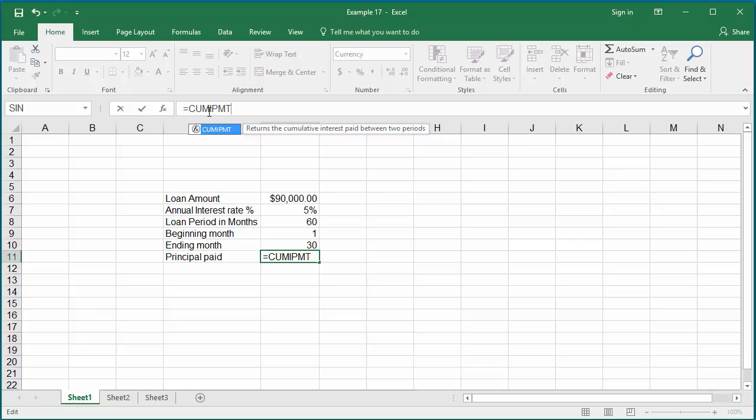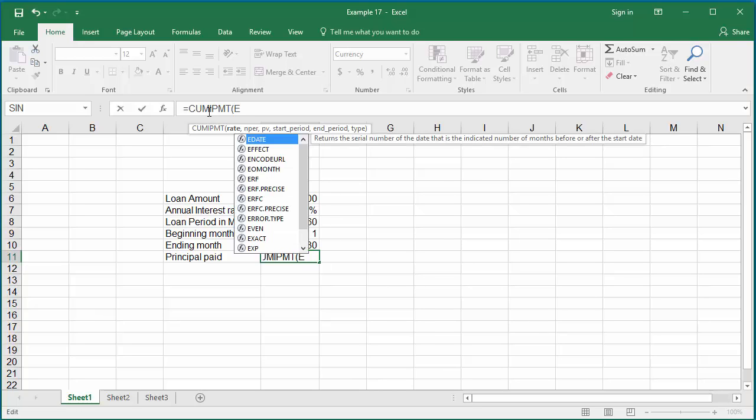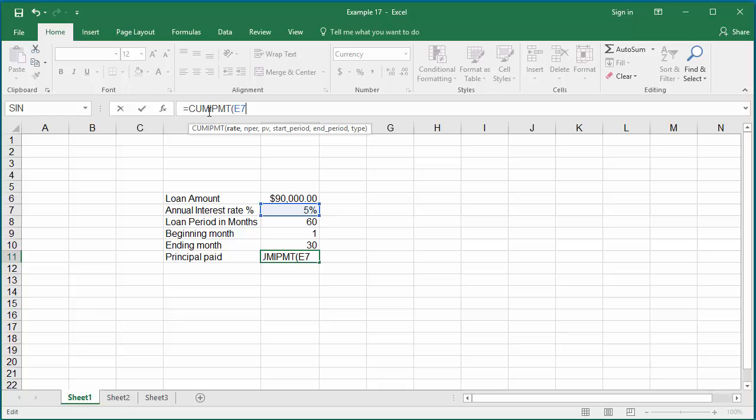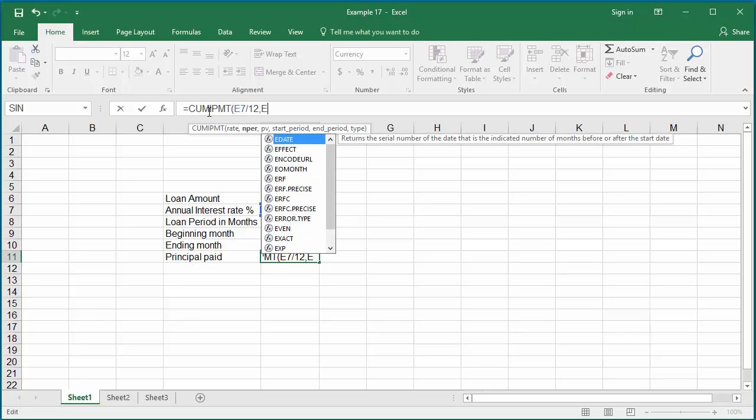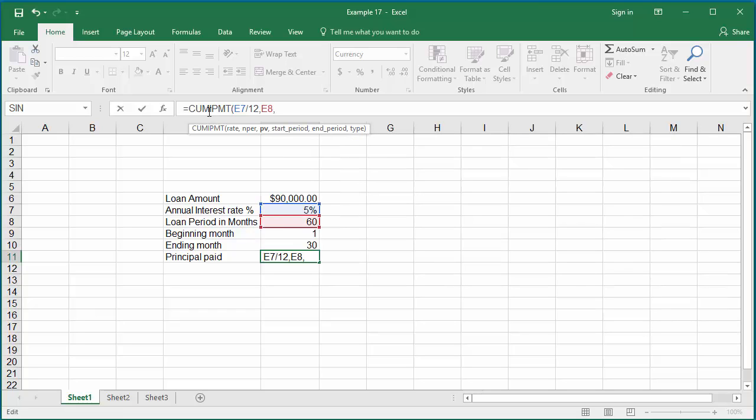The first argument is the interest rate. The interest rate is in cell E7. Since it is the annual interest rate divided by 12, E7 by 12, comma, the total period of the loan, which is 60 months, and it is in cell E8, comma, the loan amount. The loan amount is in cell E6.